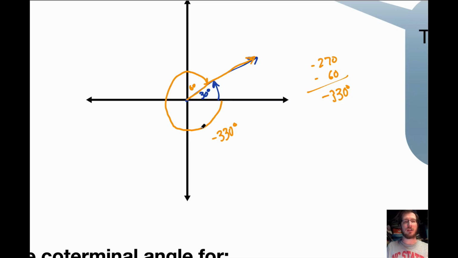If we were to look at a third angle, let's say we go back to being a positive angle, going counterclockwise, and we go past 30 degrees, past 180, do a full rotation and then come back around and stop again at this same terminal side. That would be a full rotation, 360, add that 30 degrees, and that would be the angle 390 degrees. Then that's also a coterminal angle because it has the same terminal side.